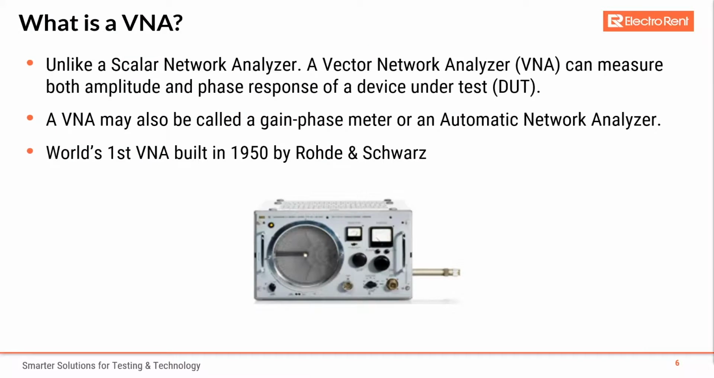What is a VNA? A VNA, called a vector network analyzer, is slightly different than a scalar network analyzer in the sense that it measures amplitude and phase response of a device under test, also known as a DUT. VNAs have had various names over the years, sometimes called gain phase meter or an automatic network analyzer. Below you can see a picture of the world's first VNA built in 1950 by Rohde & Schwarz. As you can see, they had a simple one-port model at the time with an actual physical Smith chart inside the vector network analyzer, as you can see there where the circle is.